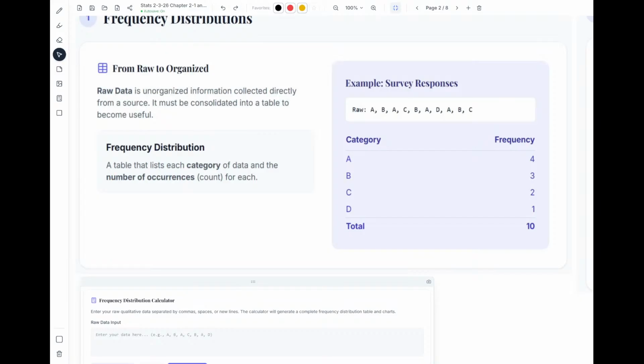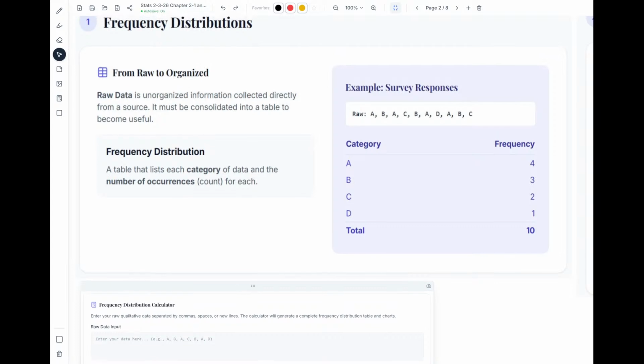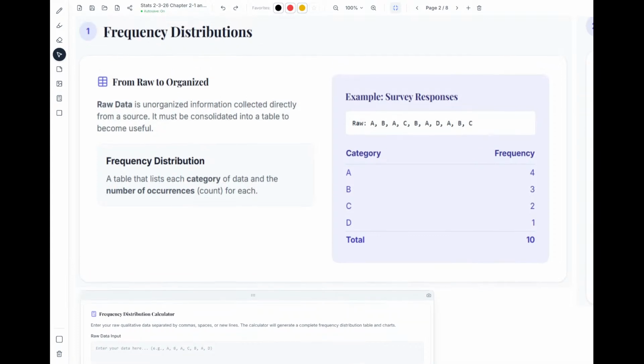The first thing we're going to look at is how to create a frequency distribution. So a frequency distribution is a table that lists the category of data and the number of occurrences for each count. So, for example, in this one, we have some survey results, A, B, A, C, B, A, D, A, B, C. And all you're doing is counting how often those results come up.